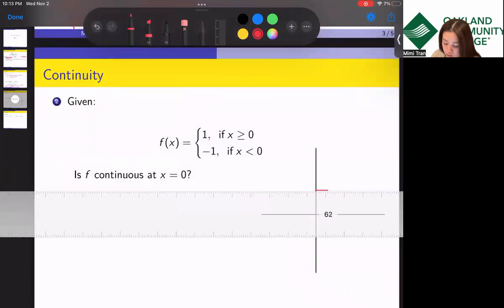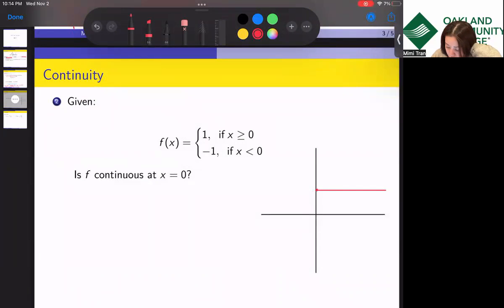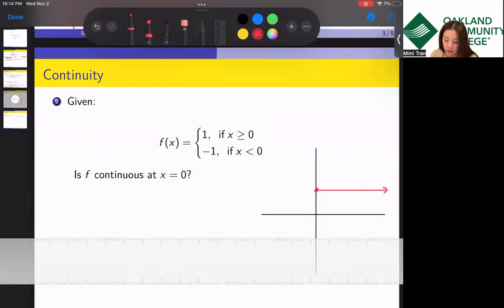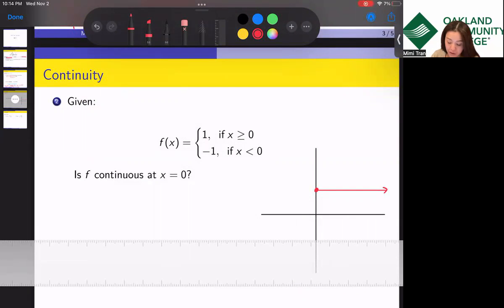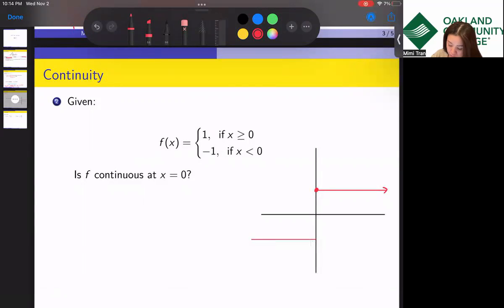So it looks like this. If it's 1, it's just the horizontal line, right? y equals 1. It includes 0, so I'm going to put a solid dot here. And down here, y equals -1 if x is less than 0. It doesn't include 0, so I'm going to put a hollow dot.